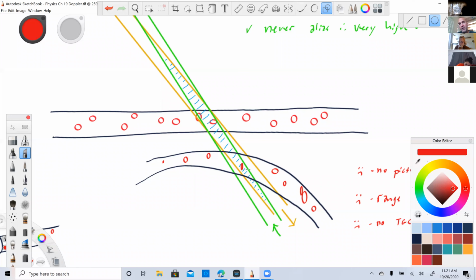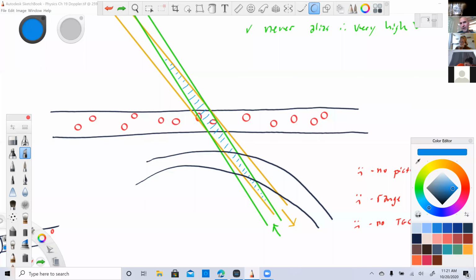Perhaps these two arteries are traveling at the same velocity, but the Doppler angle isn't the same. And so there's going to be confusion as to what the true velocity is. Those two vessels together are going to create one waveform. And so that's a potential issue right there.